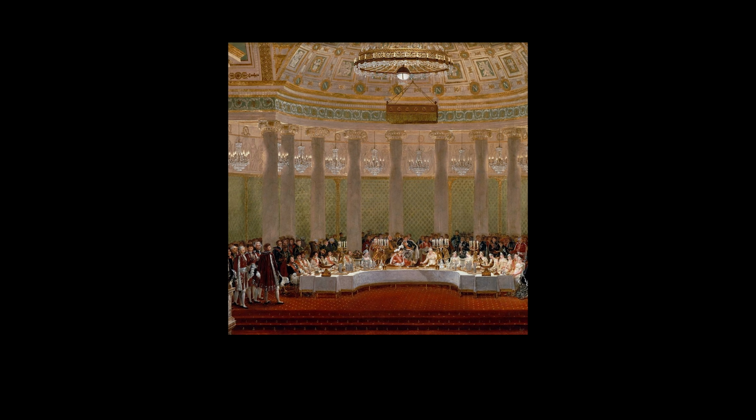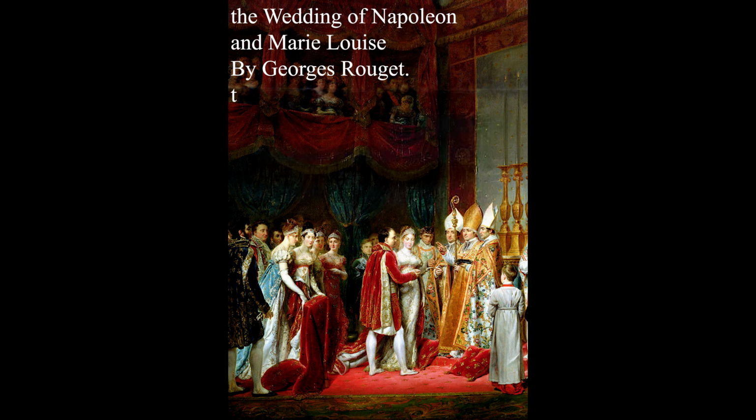Everyone here looks small. While Napoleon is mostly centered, the building itself is massive and grand, making him look tiny in comparison, much like the history of the royals that Napoleon is marrying into. He gets along with his soon-to-be wife well enough, it seems, but everything here is so big it's almost impossible to tell. The Wedding of Napoleon and Marie Louise by Georges Rouget.